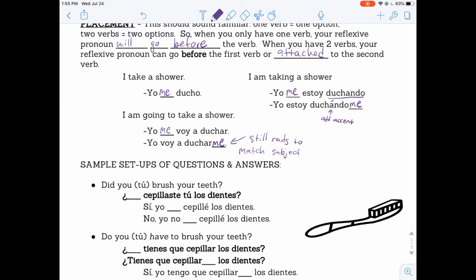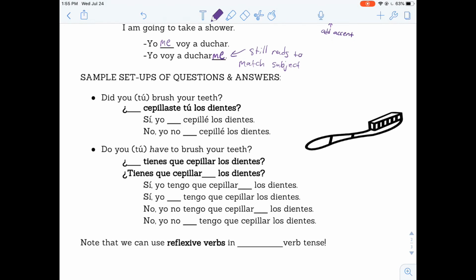So if I were to say I am, I got to think of a verb. If I am falling asleep currently, yo me estoy durmiendo, or yo estoy durmiéndome, with an accent mark on the E. All right. Let's move on to some sample setups of questions and answers.